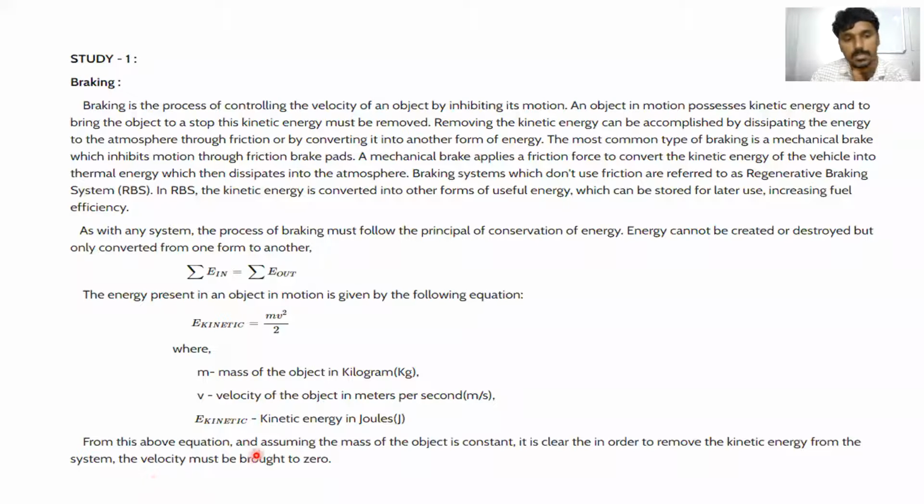From the above equation, assume the mass of the object is constant. Mostly, for any object or vehicle, the weight is constant. So it is clear that in order to remove the kinetic energy from the system, the velocity must be brought to zero, meaning the vehicle speed must come to zero.